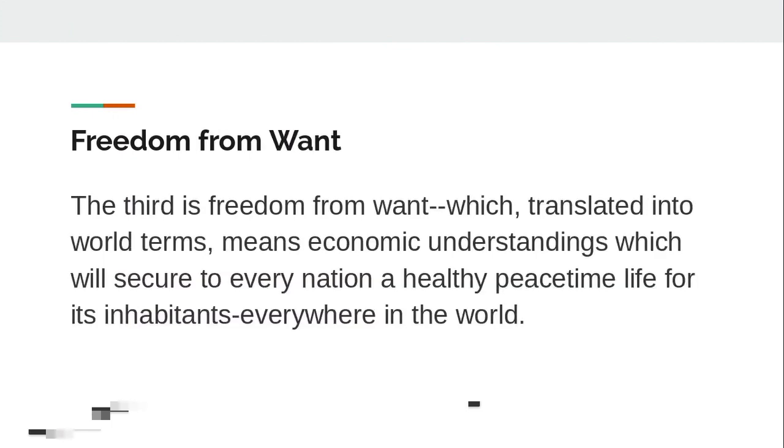The third was freedom from want, which translated into world terms means economic understandings which will secure to every nation a healthy peacetime life for its inhabitants everywhere in the world. And what this one means is nobody is starving. Everybody has everything that they need to live a good, healthy life.